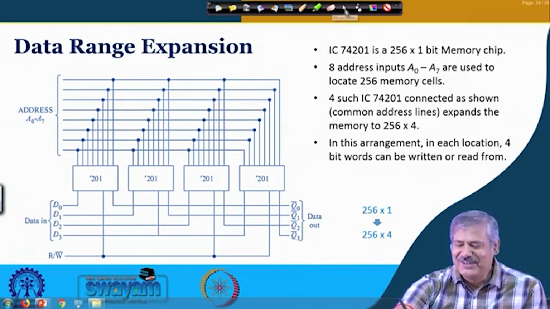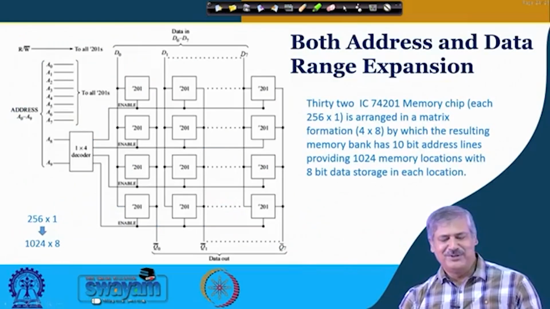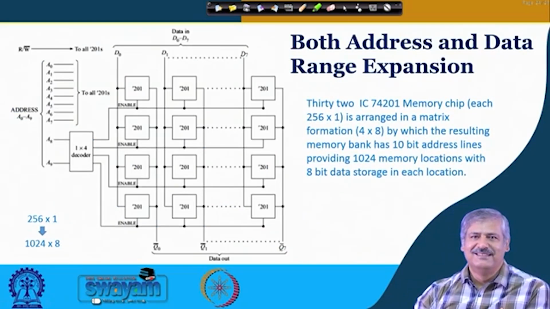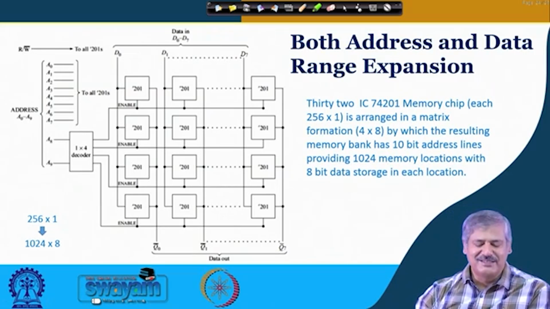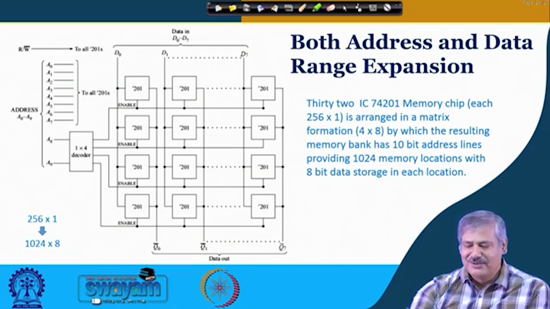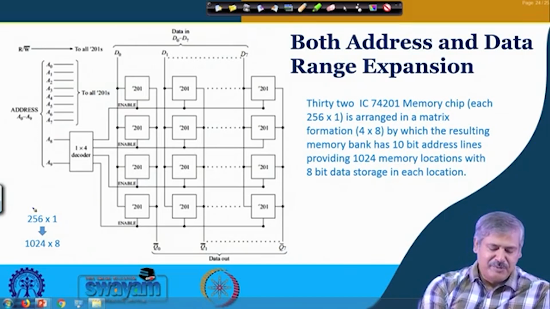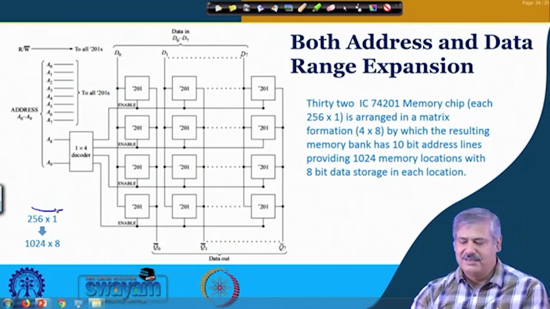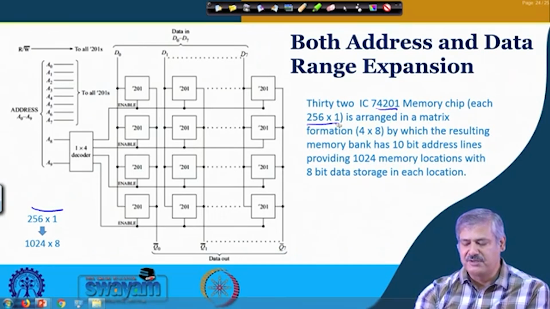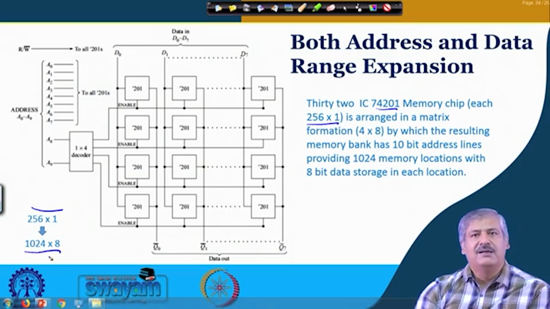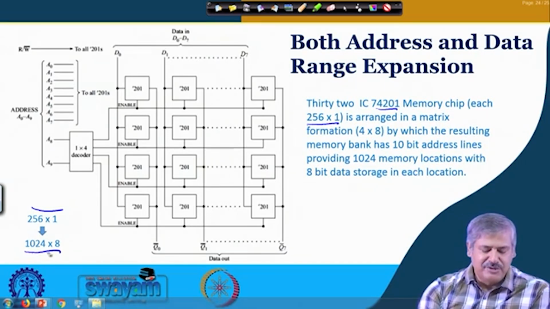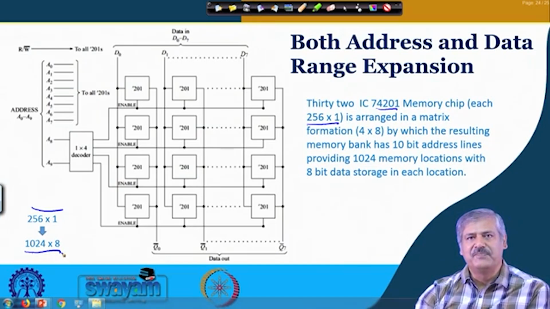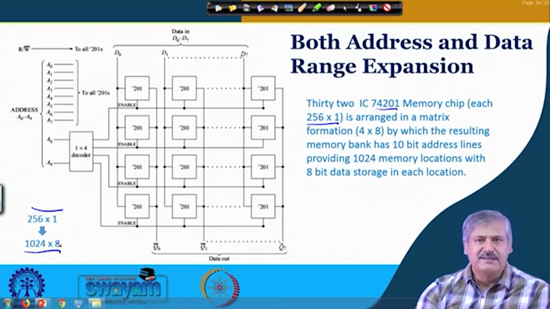Okay. Now, if you want both address and data range expansion, whatever we have learned just now, we shall put them together. So, one such example over here, say 256 cross 1. So, that means that example of 74201, which is a 256 cross 1 memory cell, and we want a memory which is 1024 cross 8 using it. Okay. Then what we shall do, right? We need to increase the address range, and also increase the data range.